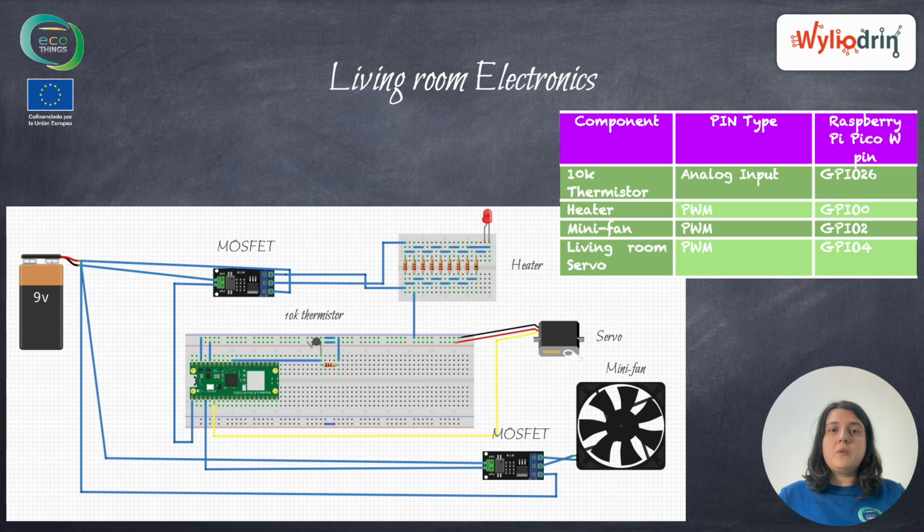Then we have a servo, which is connected to the window, and we use it to open the windows in our intelligent house. And finally, we have the temperature sensor. We can also see the pins that these are connected to. Basically, for the heater, the servo, and the fan, we use PWM pins. And for the temperature sensor, which is a TMP36, we use an analog input pin.